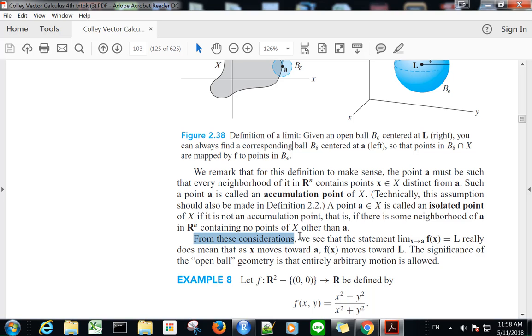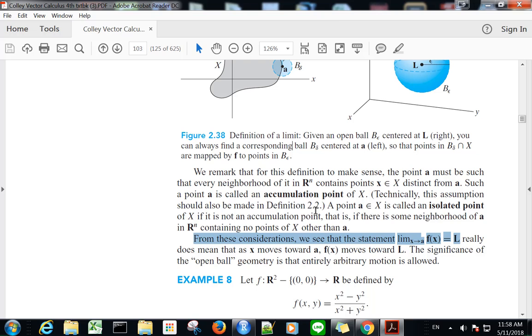So finally, from these considerations, we see that this limit statement really does mean that as X moves towards A, f of X moves towards L. That's a very intuitive understanding of the statement of limit. As X gets closer to A, f of X gets closer to L. The significance of the open ball geometry is that entirely arbitrary motion is allowed.